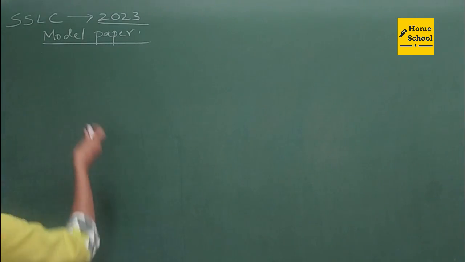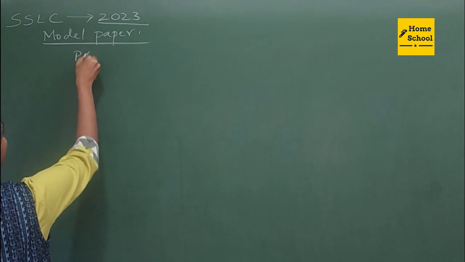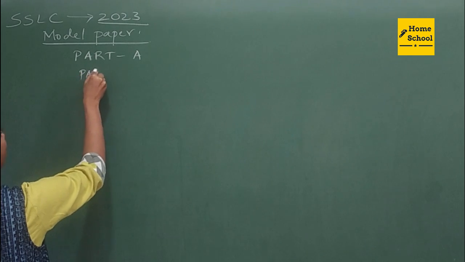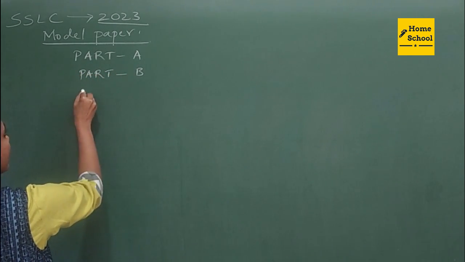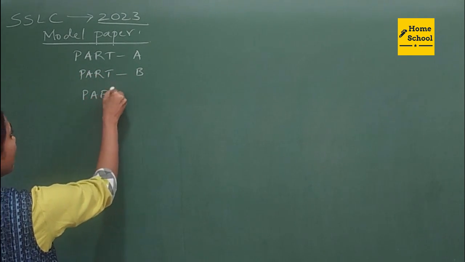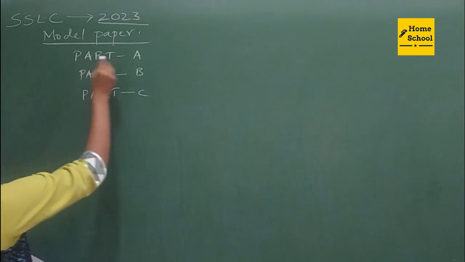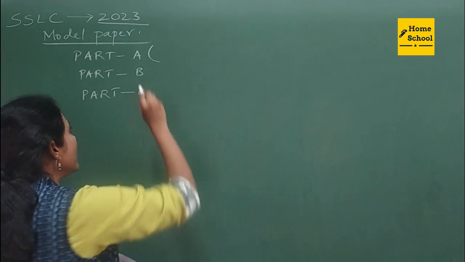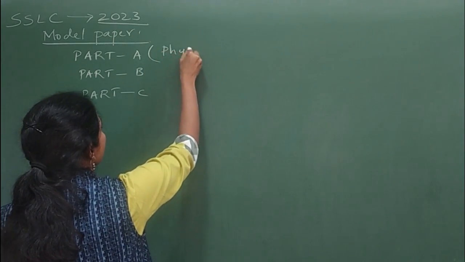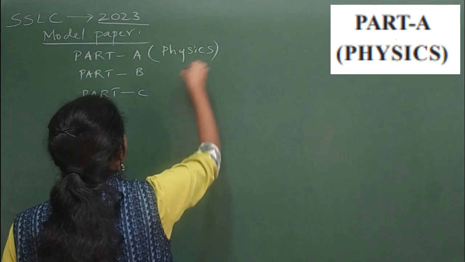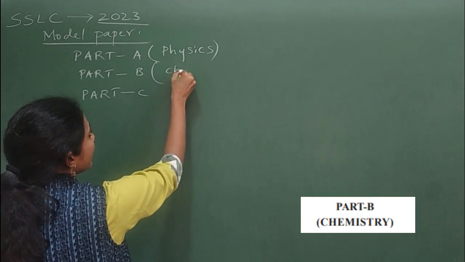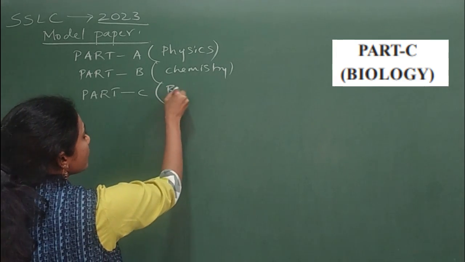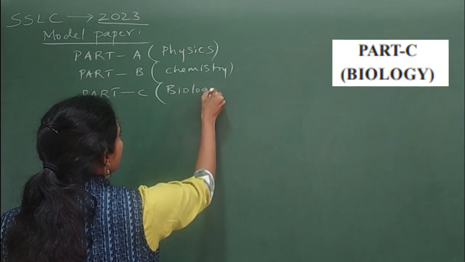See, the model paper has three parts: part A, part B and part C. So the entire paper is divided into three parts. Part A is completely on physics chapters, so part A contains physics questions. Part B questions are on the chemistry part, and part C is on biology chapters.